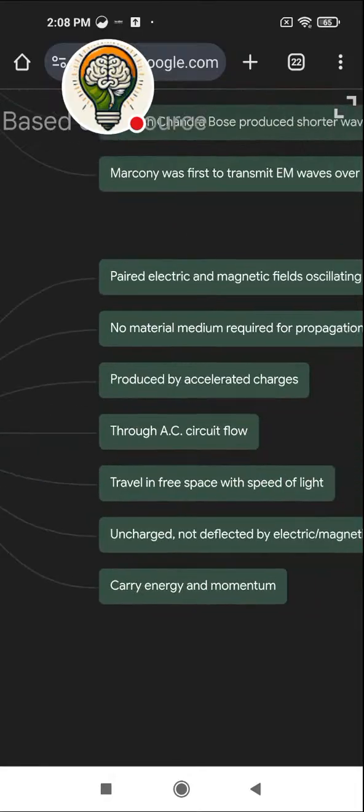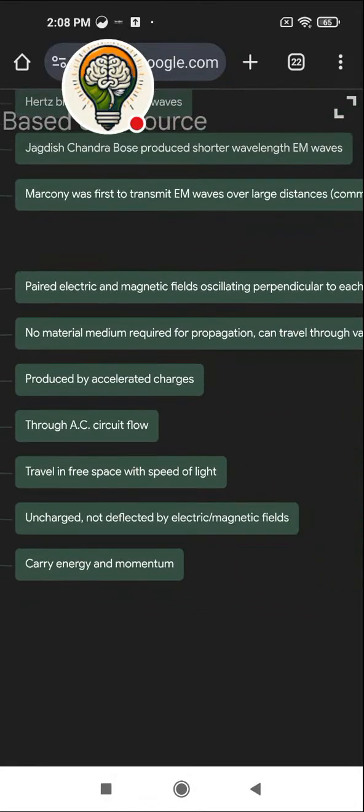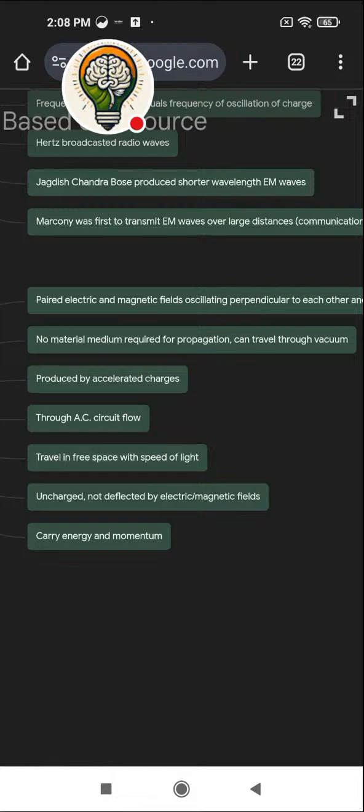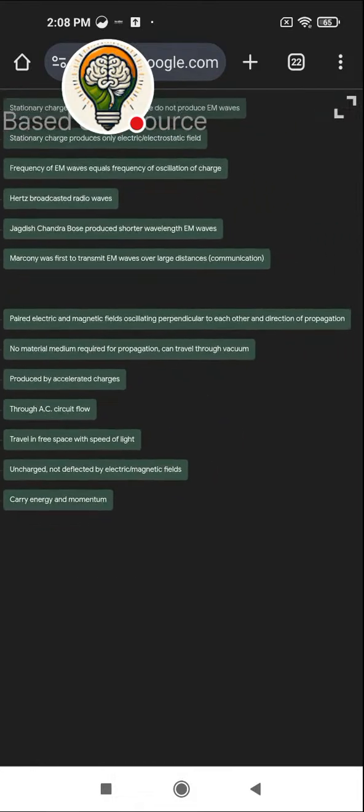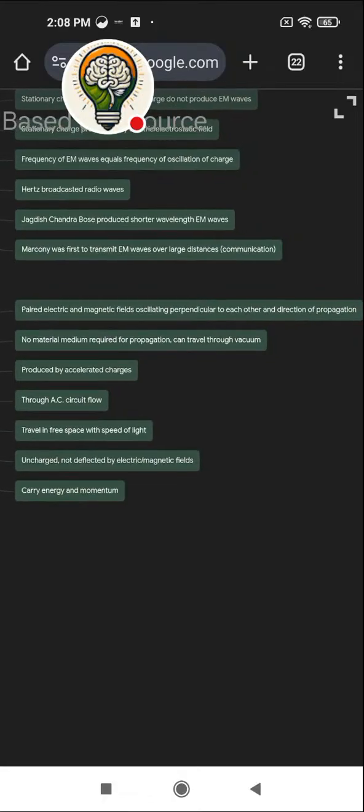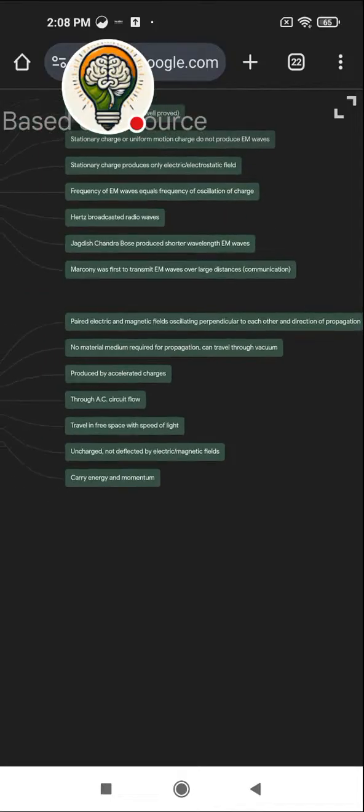Nature of electromagnetic waves: paired electric and magnetic field oscillations perpendicular to each other and to the direction of propagation. No material medium is required for propagation, and they can travel through vacuum. Produced by accelerated charge and through AC circuit flow, they travel in infinite space with the speed of light, are uncharged, are not deflected by electromagnetic fields, and carry energy and momentum.